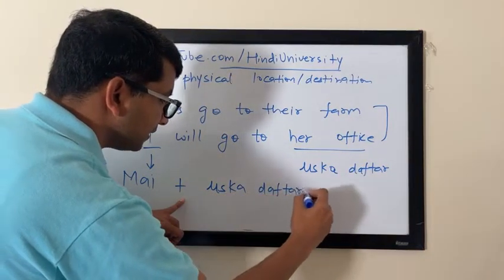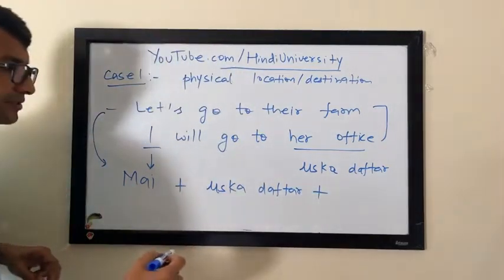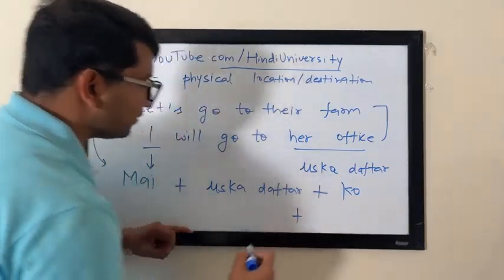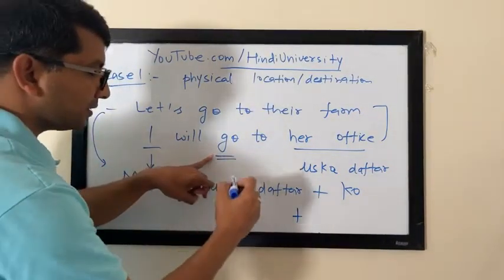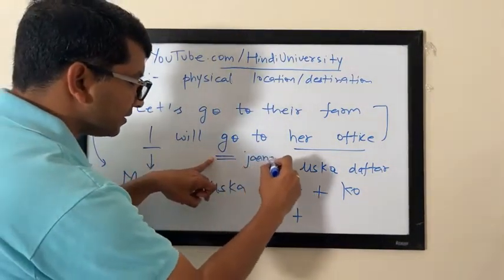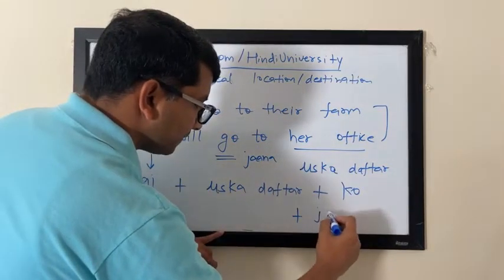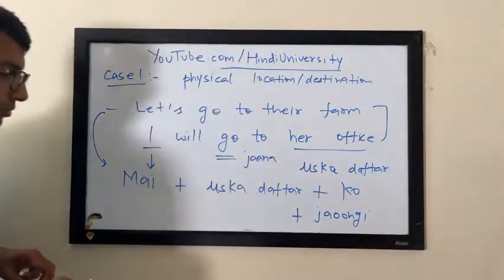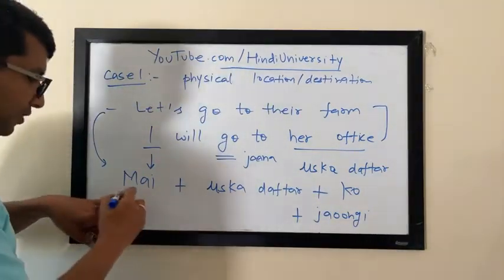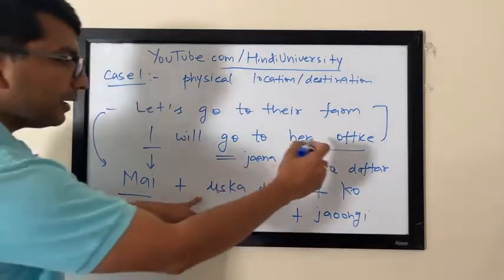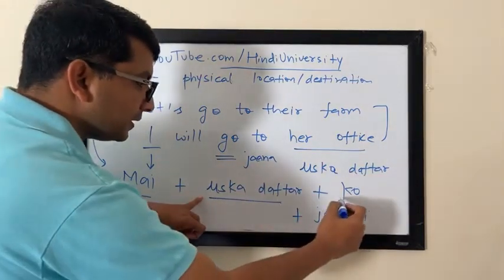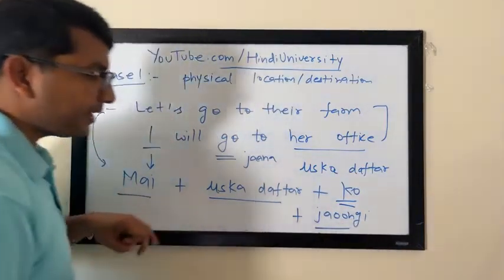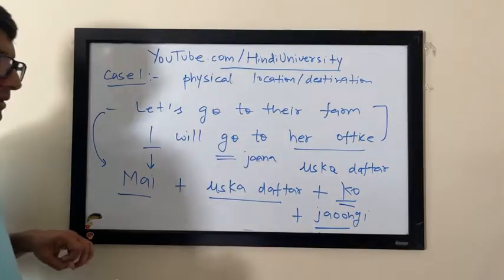And because there is a physical destination, you are going towards it, there is an implied ko. And then the verb is? जाऊंगी. Okay, the verb is jana. So jan. And it's a future one, and feminine, so जाऊंगी. Very good, right? So just put all of them together. You have मैं, which is I. Her office is uska daftar. Ko as a postposition, and then a form of jana. It becomes jaungi for feminine singular.